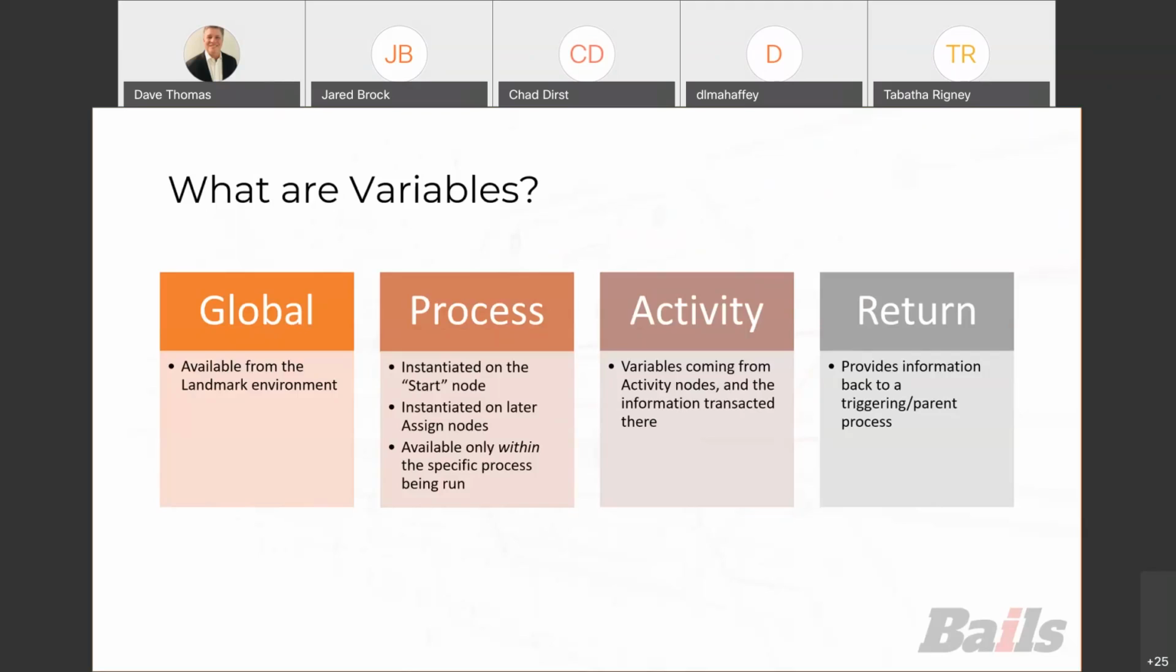Next, we have activity variables. And these are variables that come sort of delivered with the activity nodes, the different types of activity nodes that you're using. And they're going to be different depending on what that activity node is and the type of data that activity node is working with. So for the purposes of this discussion, if we're talking about something like the Landmark transaction node, you're going to have activity variables related to the kind of data that you're pulling back for the specific transaction that you're doing in that node.